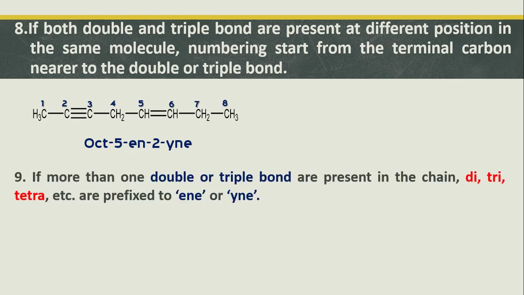So the 9th point is that if more than one double bond or triple bond is present in the chain, then terms like di, tri, tetra, etc. are also prefixed to "-ene" or "-yne", that is the double bond or the triple bond. If there are more than one double or triple bond, then di, tri, tetra, etc. is added before "-ene", and that will be diene, triene, tetraene, etc. Similarly, it may be diyne, triyne, etc.